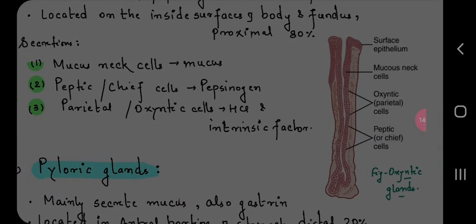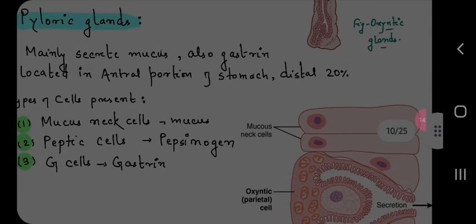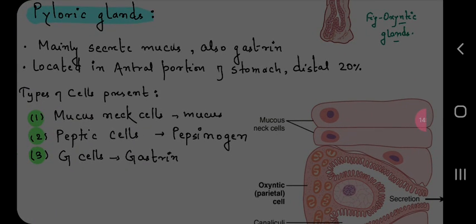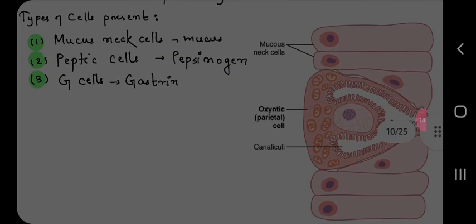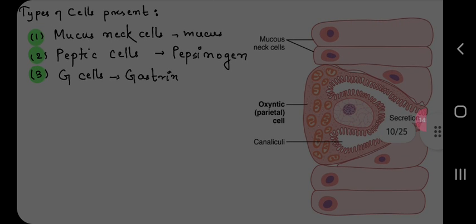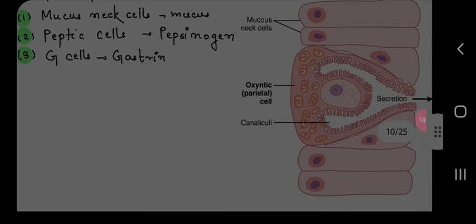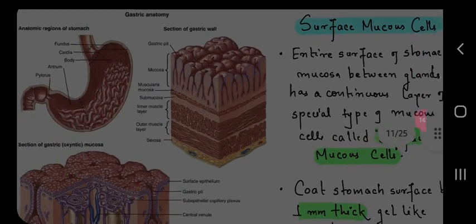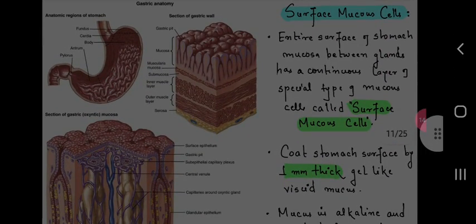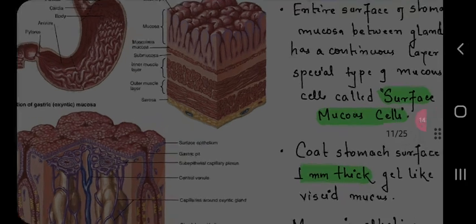Surface epithelium, mucus, neck cell, oxyntic or parietal cell, peptic or chief cells. Pyloric gland mainly secretes mucus, also gastrin, located in antral portion of stomach, distal 20%. Type of cell present is mucus neck cell producing mucus, peptic cell pepsinogen, and G cell gastrin. Mucus neck cells, oxyntic or parietal cells, canaliculi, and secretion. Surface mucus cell, entire surface of stomach, mucosa between glands has a continuous layer of a special type of mucous cells called surface mucous cells.